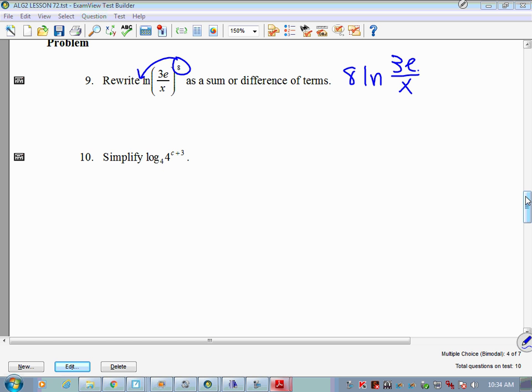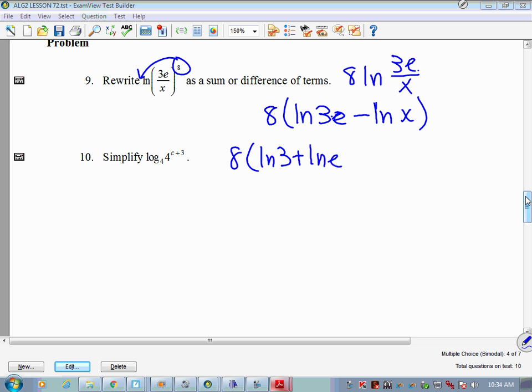Now, this is division, correct? So I can rewrite that as what? What can division be rewritten as? Subtraction. Now, because this is 8 times all of that, I can rewrite this as 8 times all of this, 8 ln 3e minus ln x. Do you follow me so far? Okay, so we saw how to do that. Now, this is multiplication. What can multiplication be rewritten as? Addition. So I can spread that out, and I can make that 8 ln 3 plus ln e minus ln x. Do you follow me so far?